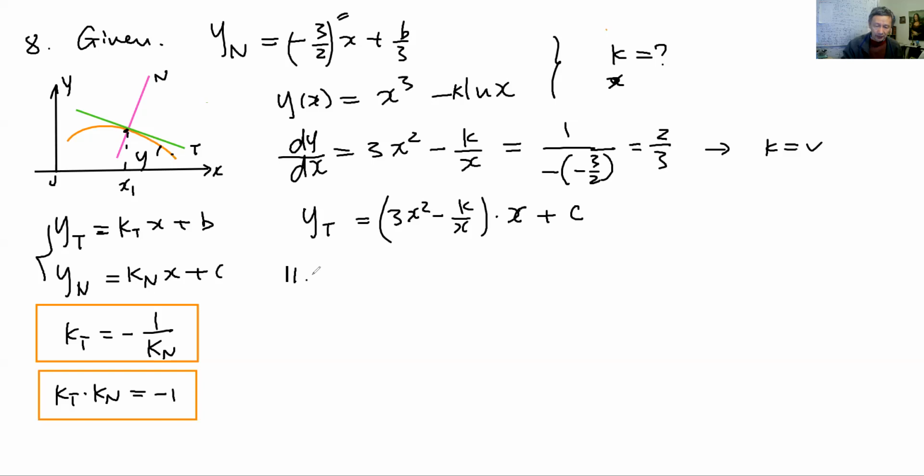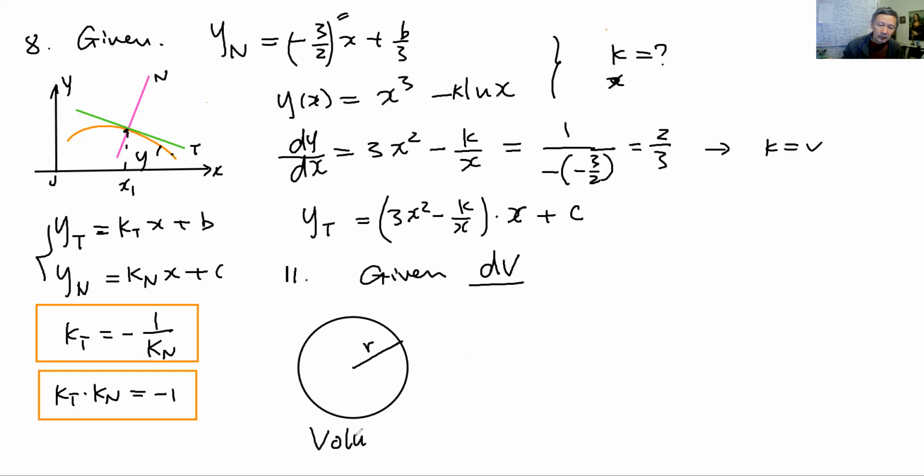That's 11. So they have the volume this time. It's a sphere, and the radius is given. So the radius is r. Now what happens is they know the volume is changing at a certain rate. So this is the rate of change of volume, V for volume. Volume changes as a function of time.